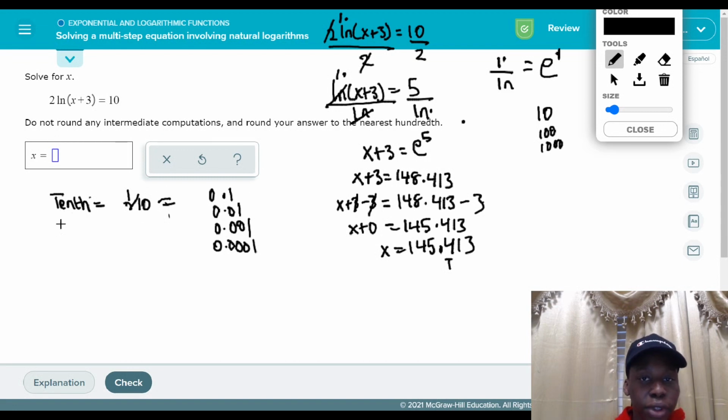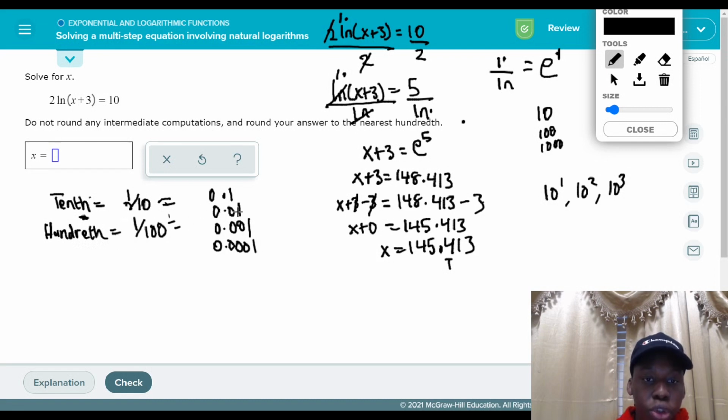Okay, and the next one after the tenth is the hundredth, right? Basically these are exponents of 10. So let's say 10 to the power 1, 10 to the power 2, 10 to the power 3. These are exponents of 10, right? But these ones are negative exponents of 10. So this is the first negative exponent of 10, which is 0.1, and then the next is going to be a hundredth, right? Emphasis on the th at the end. This is a hundredth, which equals 1 divided by 100, which equals 0.01, right?